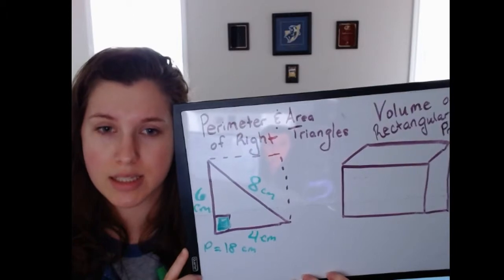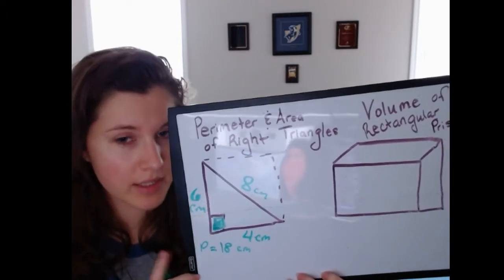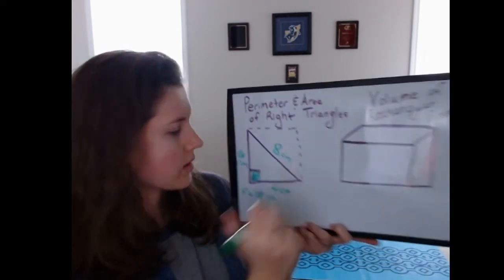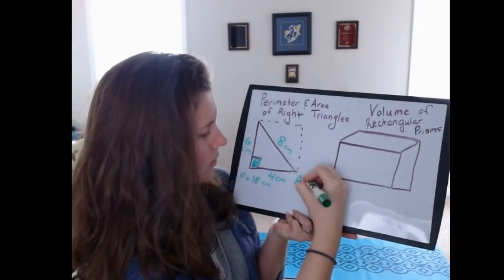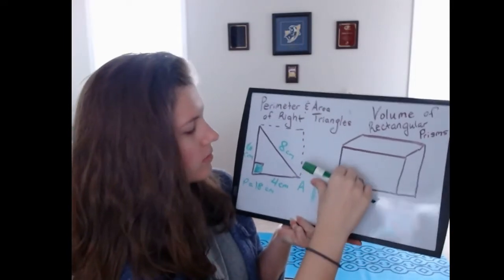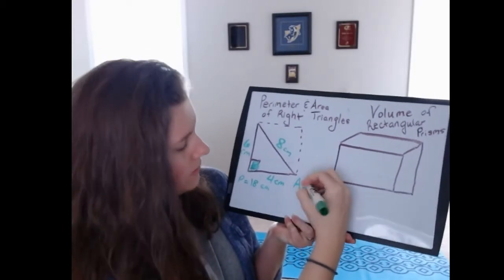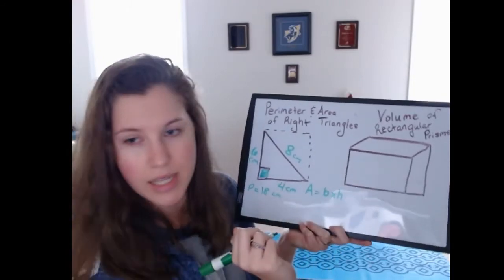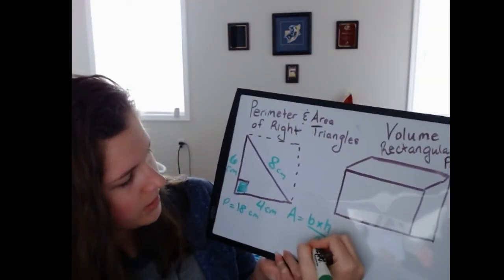So the perimeter is 18 centimeters. To find the area, your formula is going to be a little bit different. So this is what your formula for area is going to look like. The area of a right triangle is the base times the height, divided by 2.